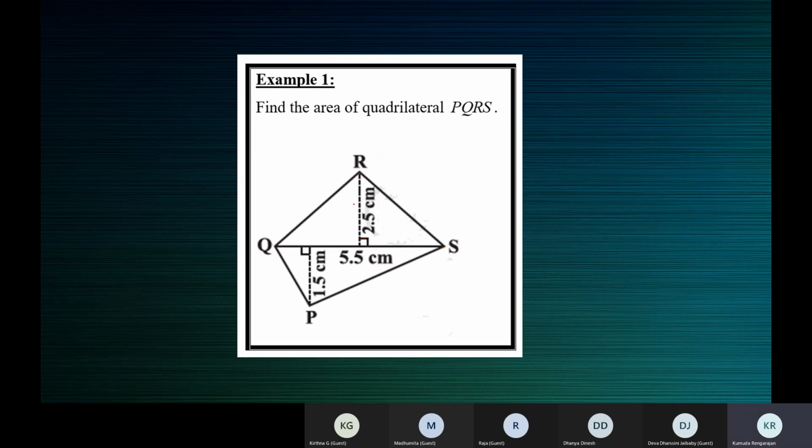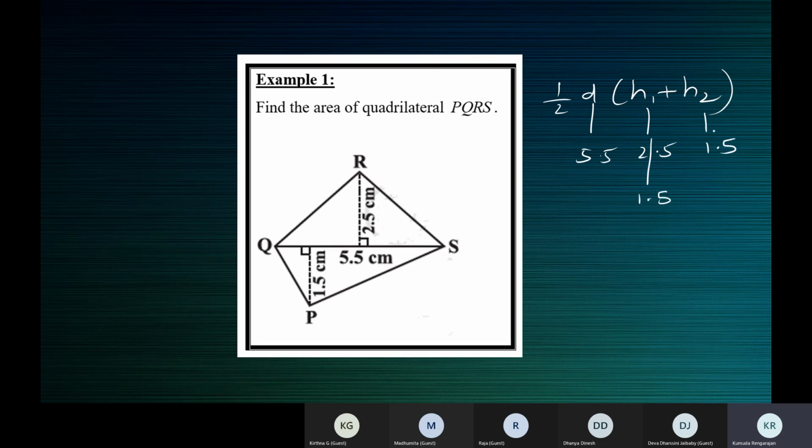So you can use the formula half d into h1 plus h2. I told you both the ways. Either you can find the areas of the two triangles and add, or you can use this formula half d into h1 plus h2. The value of d is 5.5, h1 is 2.5, and h2 is 1.5. You can also take h1 as 1.5 and h2 as 2.5.